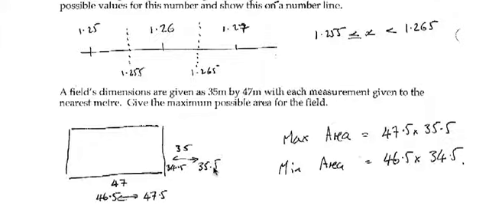So the biggest area obviously comes if both lengths are as big as possible, so the area would have been found from that, and the smallest area comes from if both lengths had been as small as possible, so the minimum area would come from that.